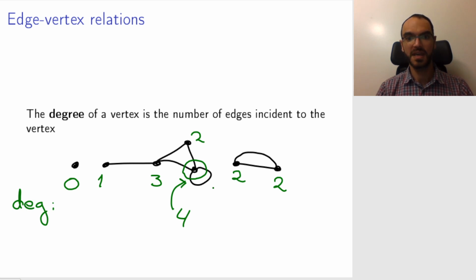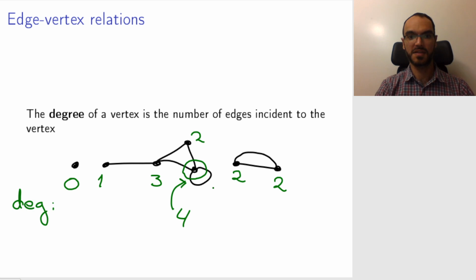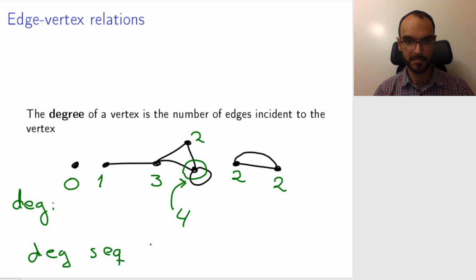So that is the degree of a vertex. And you can get a lot of information about the graph by just recording these degrees, and that gives you the degree sequence. So it's just all the degrees written in increasing order. So here we have the degrees in increasing order, 0, 1, 2, 2, 2, 3, and 4. So for this graph, you get the degree sequence 0, 1, 2, 2, 2, 3, 4.